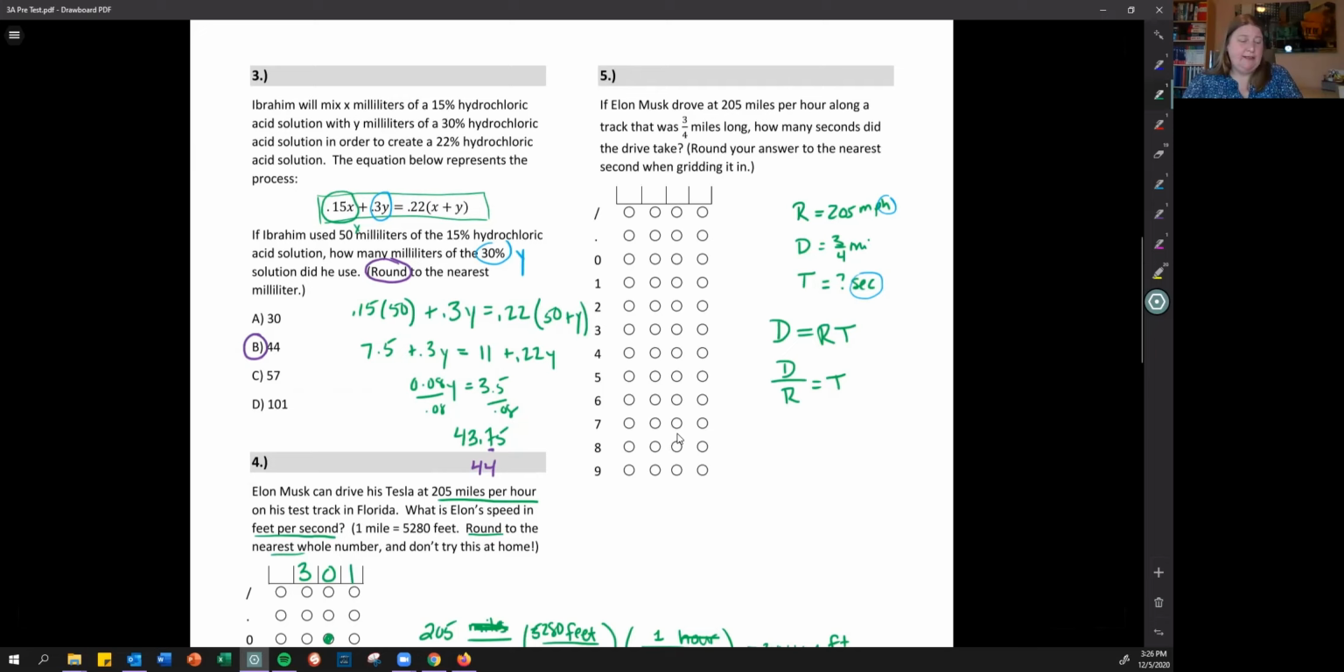And that's going to be 0.00365, right? 205, that's the denominator. And there are a lot more digits, and remember that was hours.